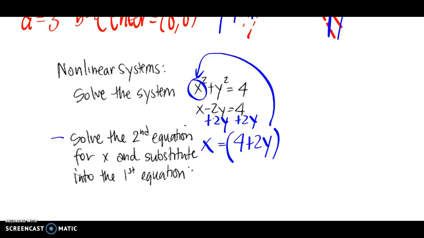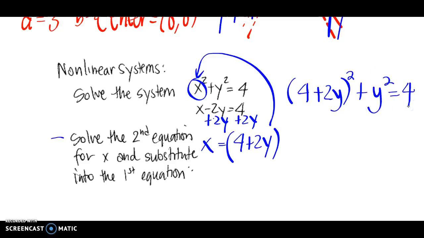Since that's what x is equal to, and we want to find the xy coordinates that are the same, you put it in here. So it's 4 plus 2y squared plus y squared equals 4. Follow what I just did. We solved for x. X is equal to 4 plus 2y. So I can replace the x in the top one with 4 plus 2y.